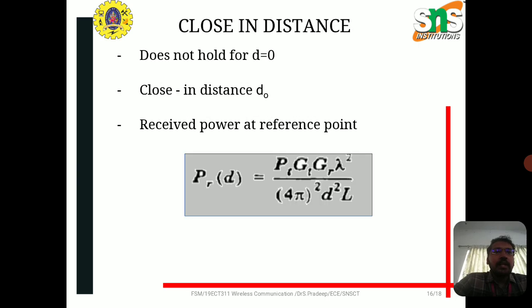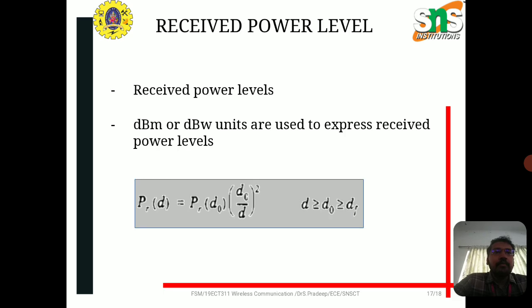Close-in distance. The model does not hold for d equal to 0, so a close-in distance d0 is used. Received power at reference point d0 is given by Pr(d) equals Pt Gt Gr lambda squared divided by (4 pi) whole squared d squared L. The received power level is given as Pr(d) equals Pr(d0) times (d0 by d) whole squared, where d0 is less than d and greater than df.